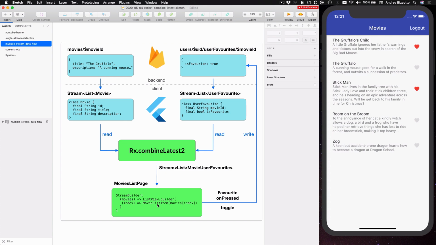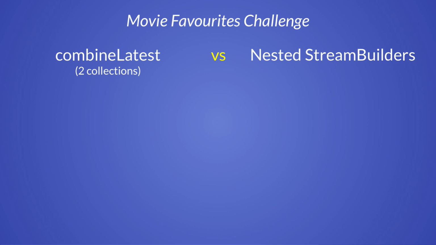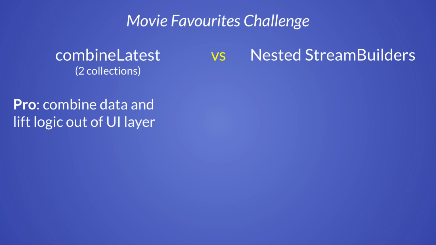And finally, the stream builder gets a new snapshot and rebuilds our UI. So compared to the previous approach where we had nested stream builders, this solution has some benefits because we can easily combine data and lift some logic out of the UI layer. And this means that our widgets become simpler.